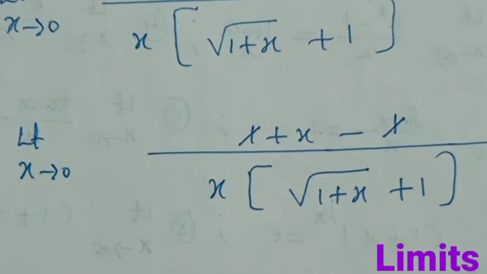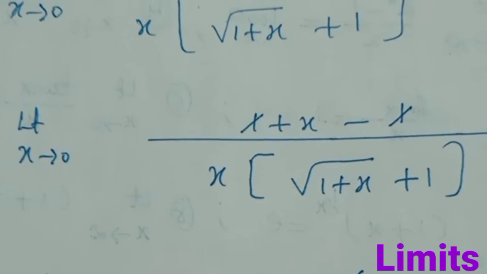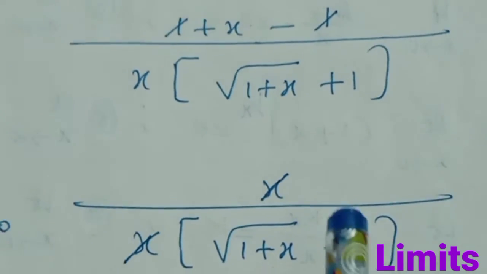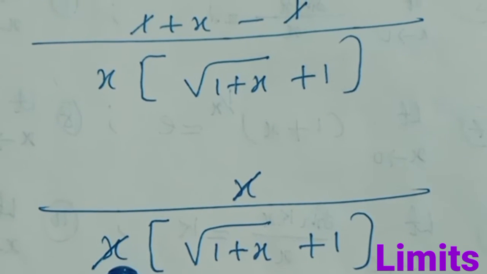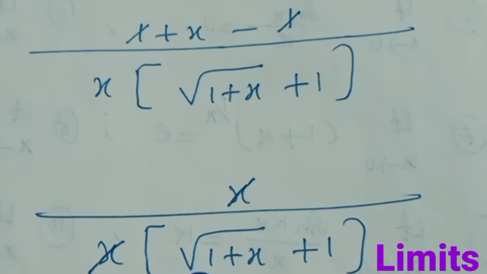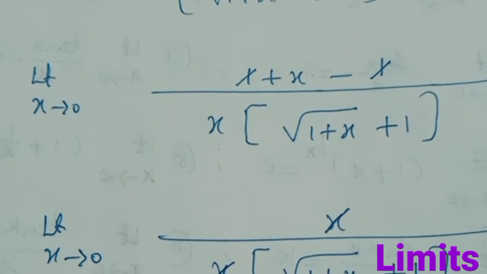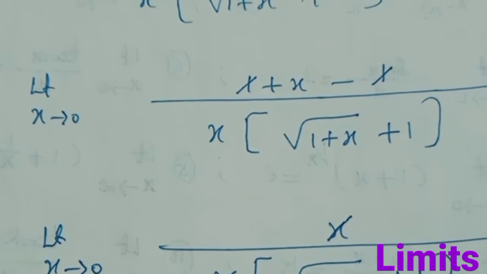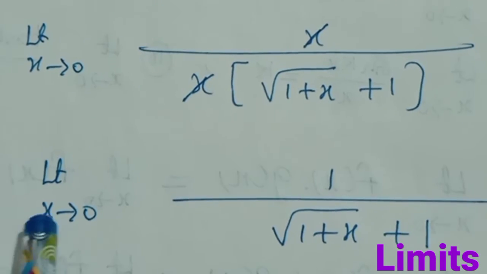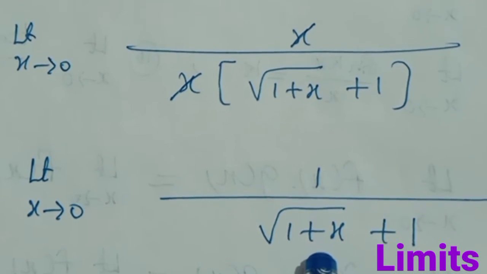So then after we write limit x tends to 0, x by, and denominator value is x into square root of 1 plus x plus 1. Now here common terms x get cancelled. Finally we get limit x tends to 0, 1 by square root of 1 plus x plus 1.